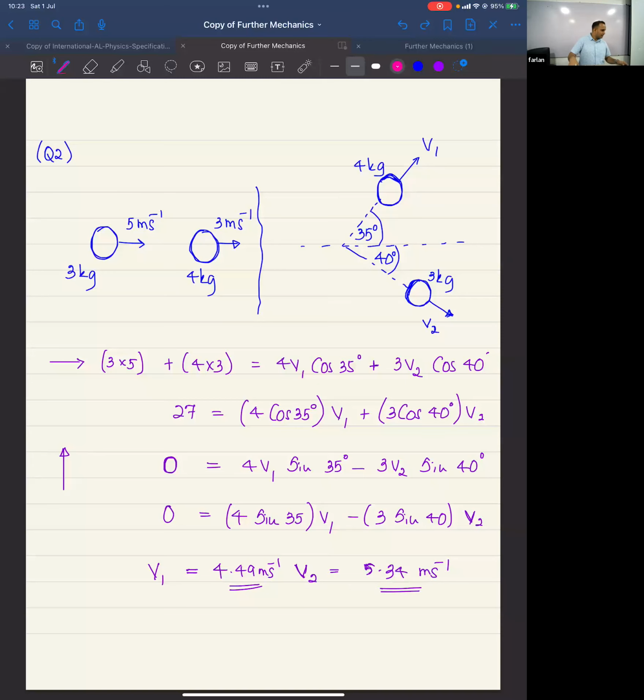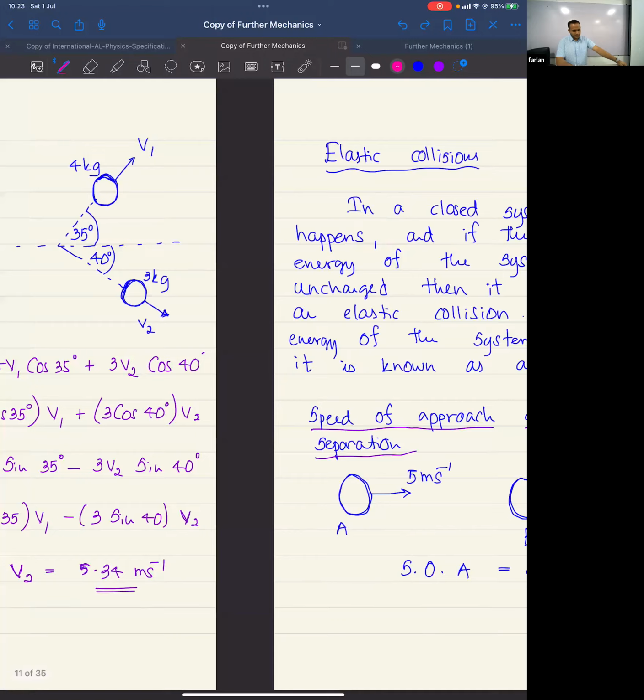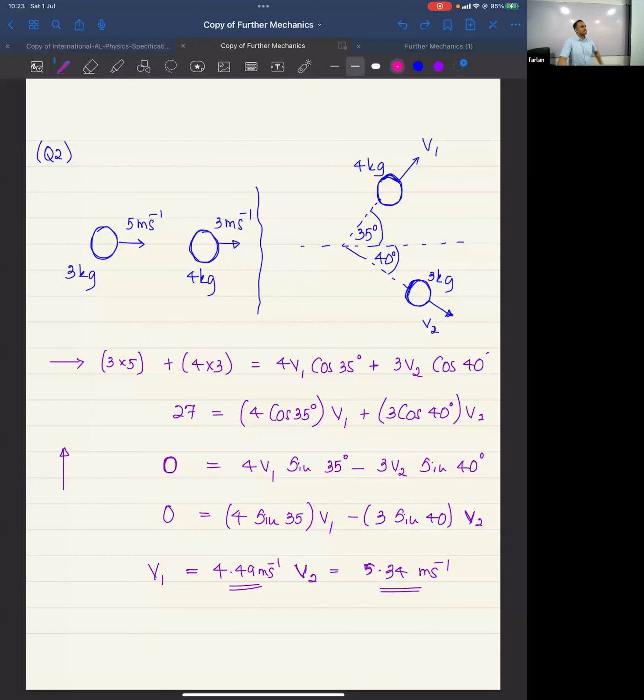Right. Guys, then write down the next subtopic. Elastic collisions. Elastic collisions.